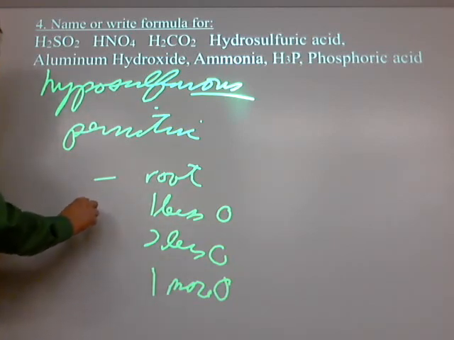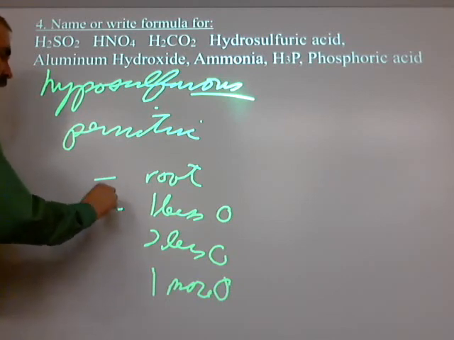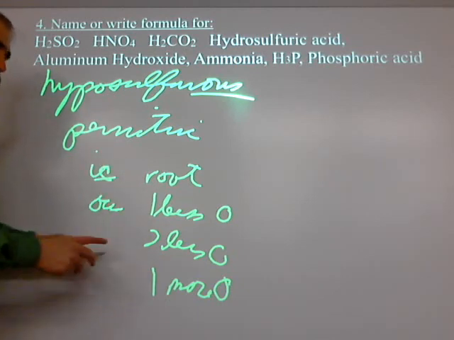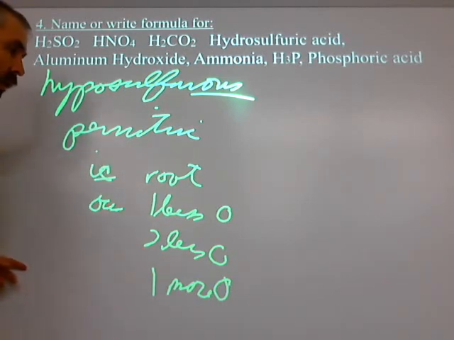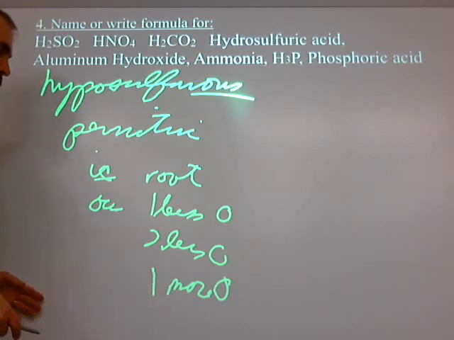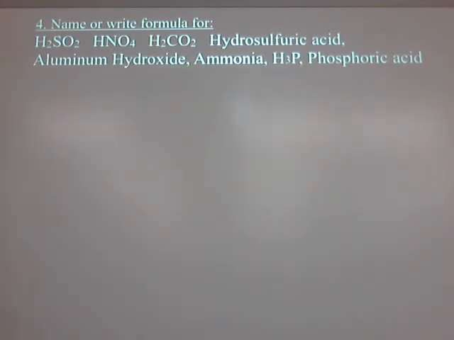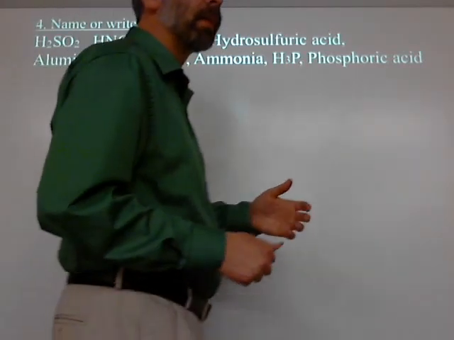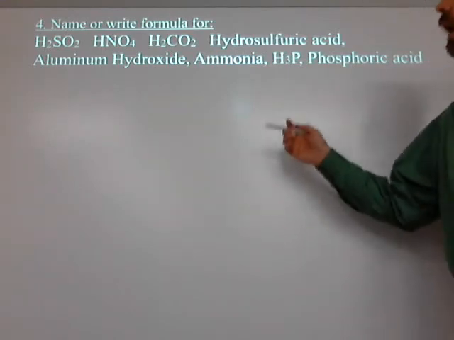One less, I'm going to call it OUS. This one's going to be ICK. This one's going to be what? Two less: hypo-OUS. And this one, one more? Per-ICK. All right, and you have to know that. It's not much different than the previous time we had this, when it was for the polyatomic ions.